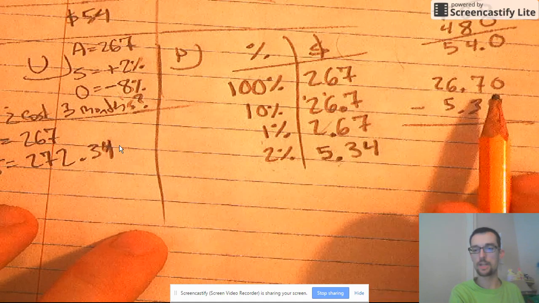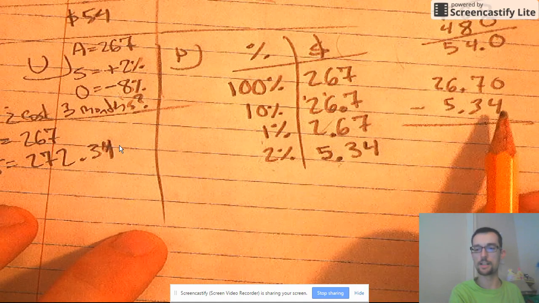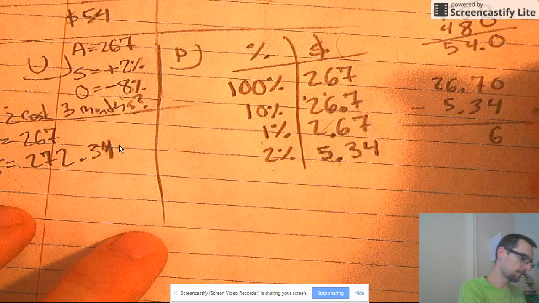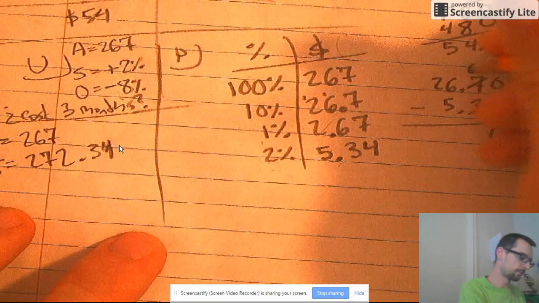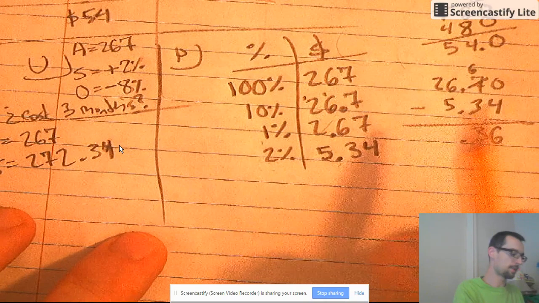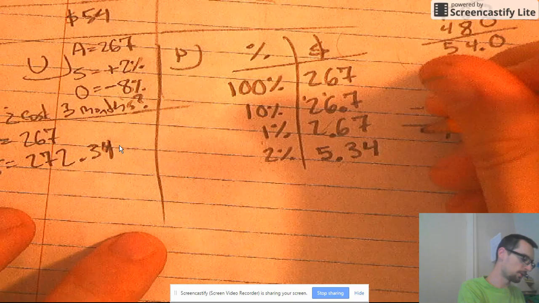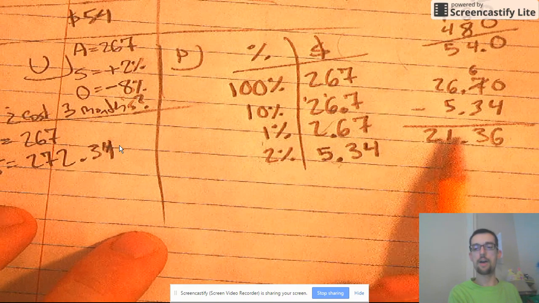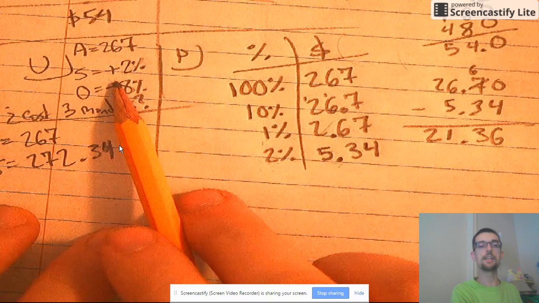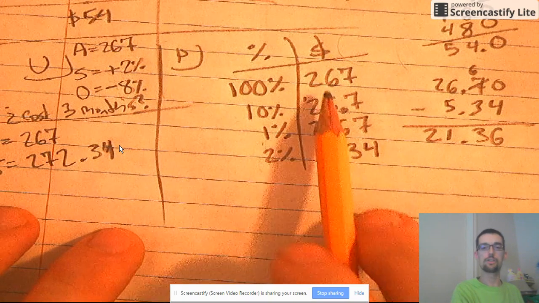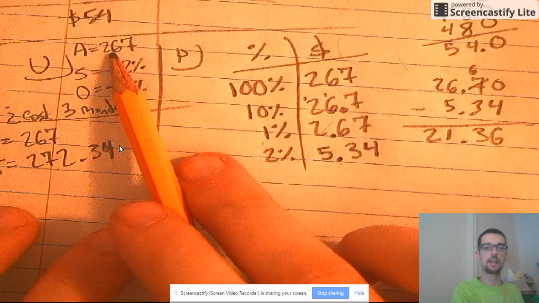Okay, so I wrote down my 10%, subtracting my 2%. Let's see what we get for 8%. 10 minus 4 is 6, but I have to borrow a 1. 6 minus 3 is 3. 6 minus 5 is 1, and 2 minus 0 is 2. All right, so that is the amount by which October decreased, right? So October was $21.36 cheaper than August.